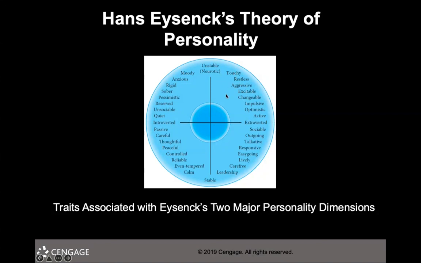So people who are experiencing manic symptoms in a bipolar state could fall under this. And people who are more towards the depressed side might fall under this. And so this is a very good example of how Hans Eysenck conceptualized his two major personality dimensions.